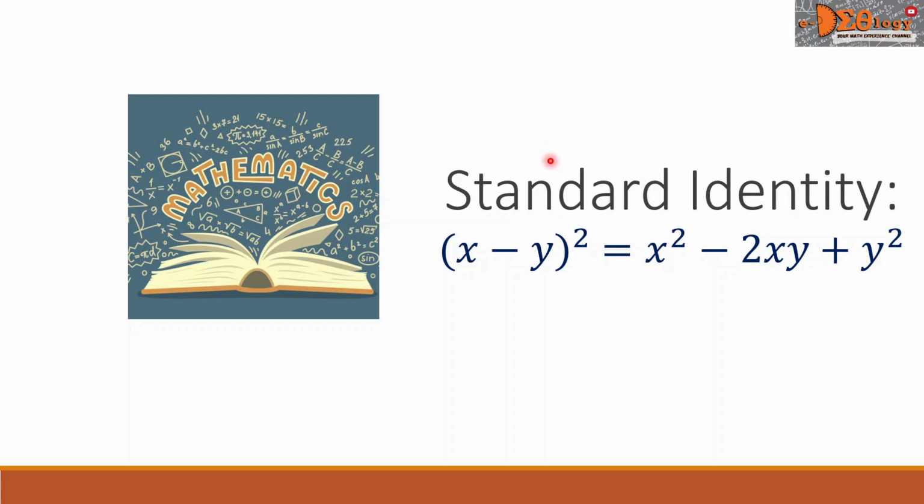Today we're going to study standard identity of this form. On the left side, this is the square of 2 terms, x minus y. And this is equal to 3 terms. The first term is the x square. The last term is the second term y. We put a square. In the middle term, this is minus. We multiply the x and the y. And then multiply by 2. These are now the 3 terms.